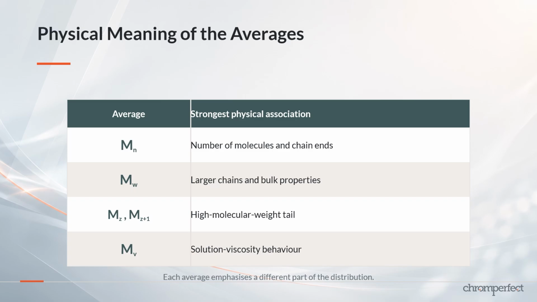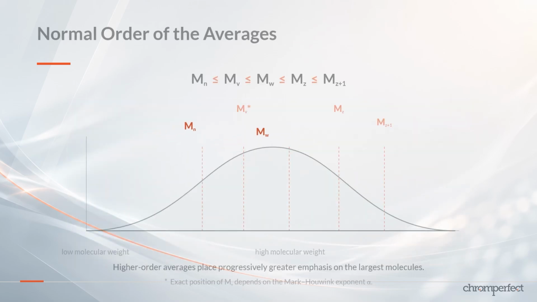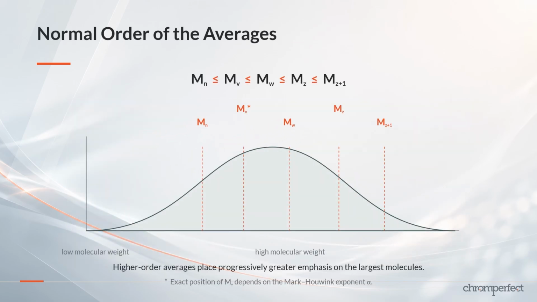For a normal polydisperse distribution, the averages generally occur in the following order. Mn is less than or equal to Mv. Mv is less than or equal to Mw.